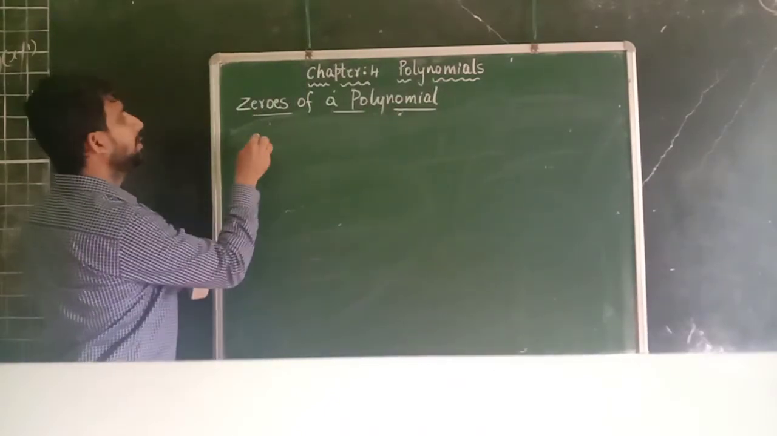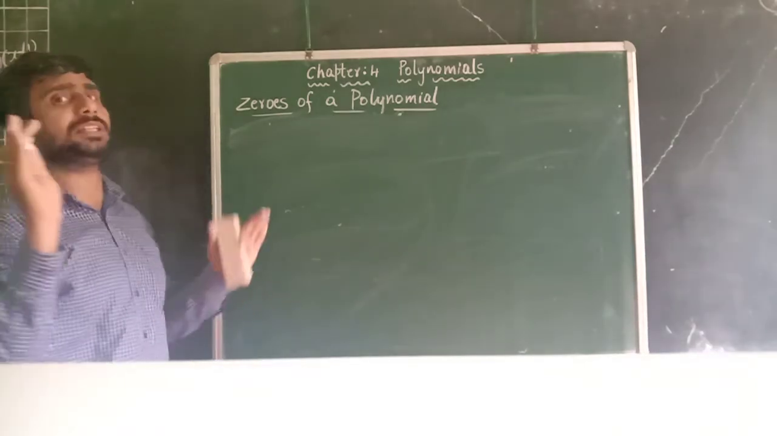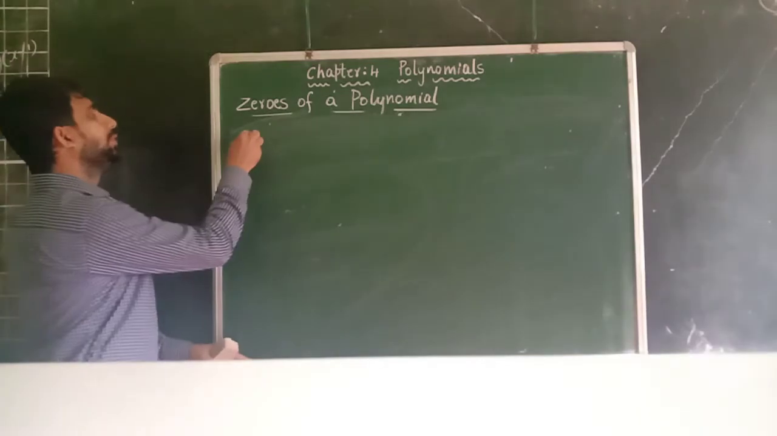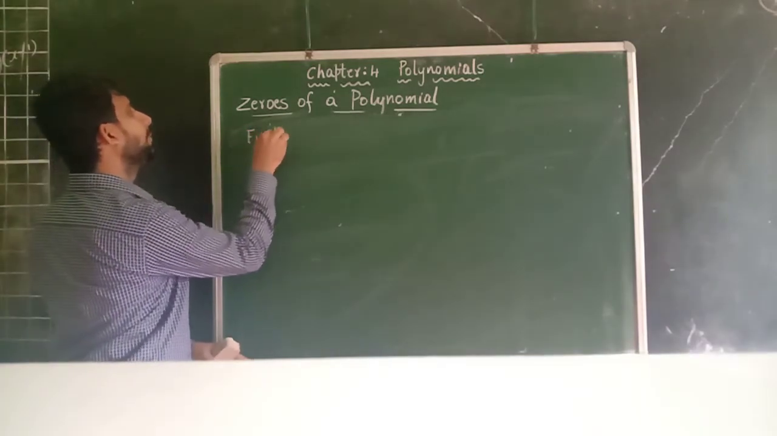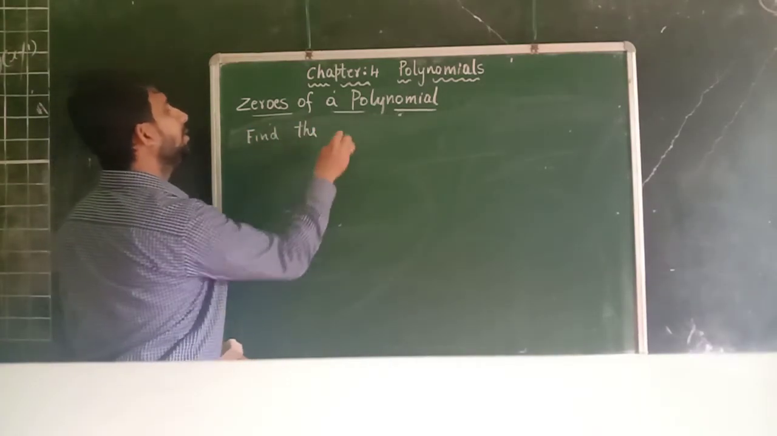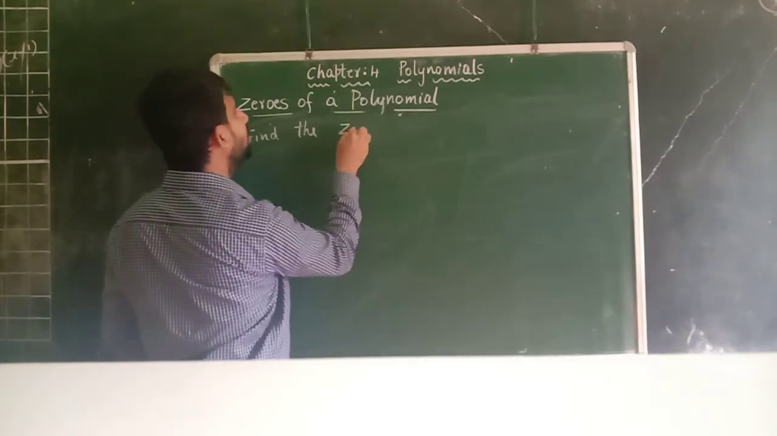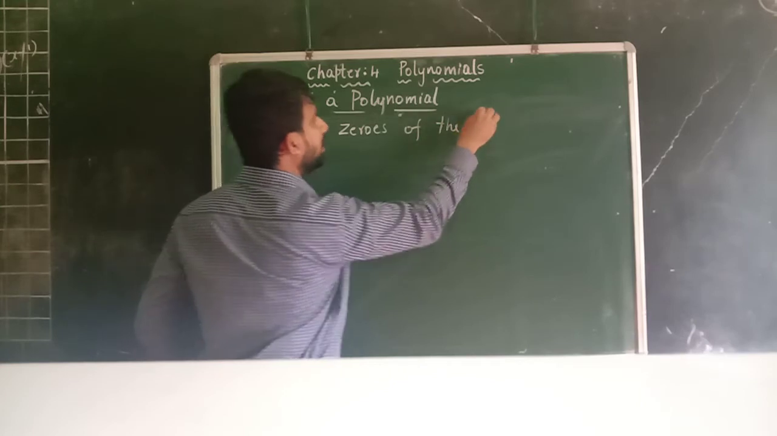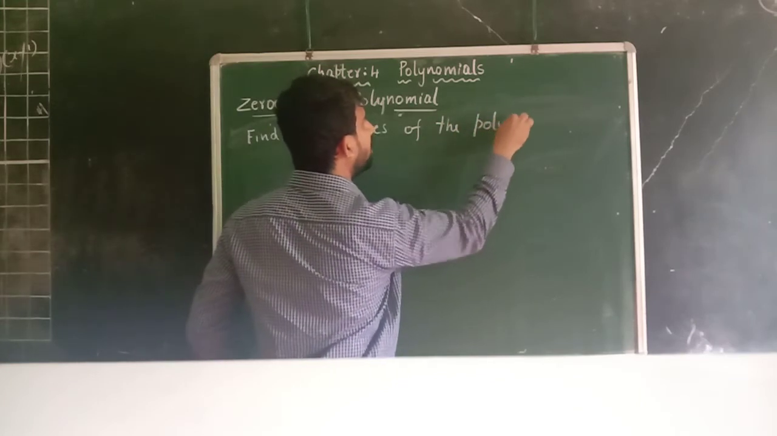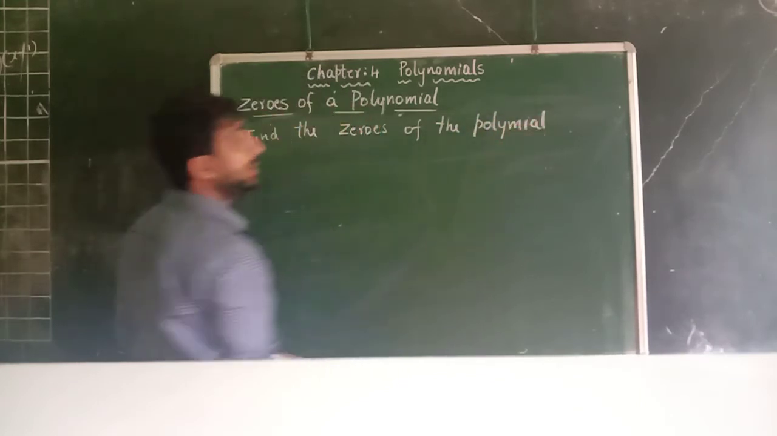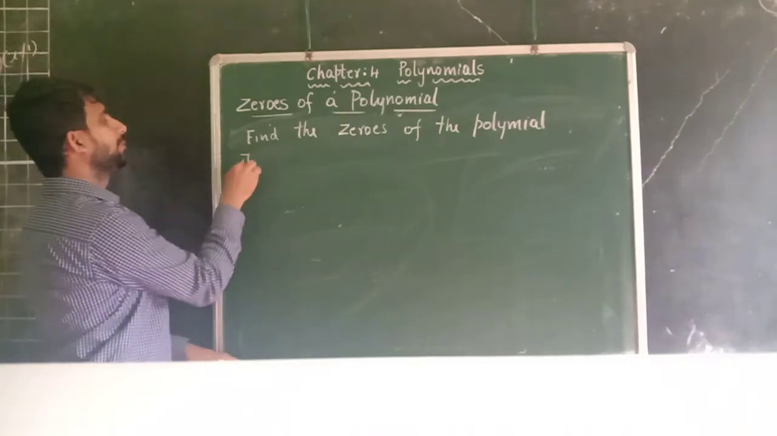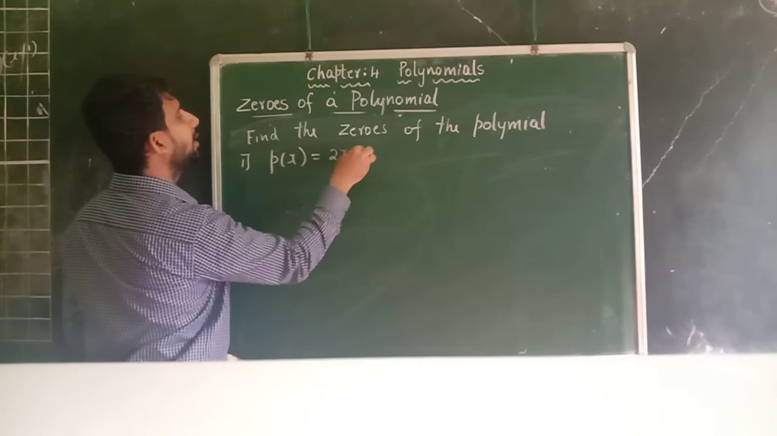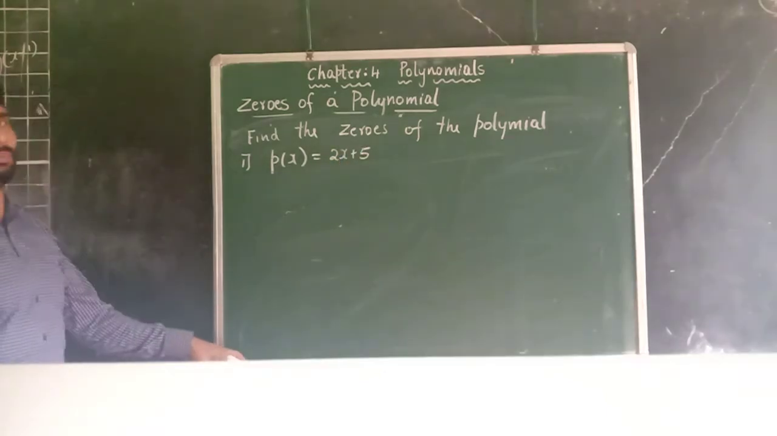For example, I think the last subunit of exercise 4.2: find the zeros of the polynomial. I will give different polynomials, and you find their zeros. Okay, first one, p of x is equal to 2x plus 5. How to find the zeros of this polynomial?